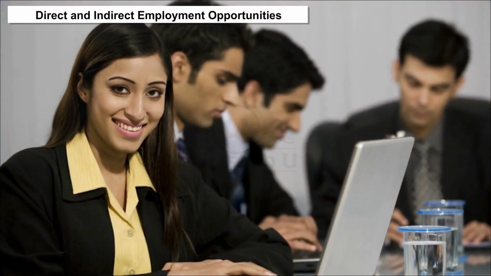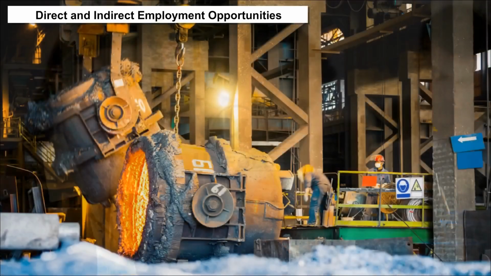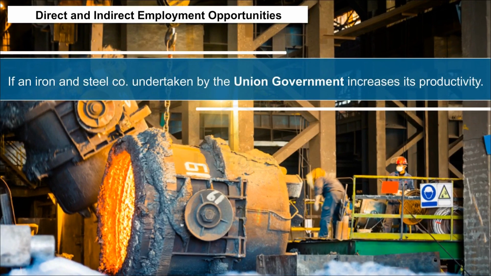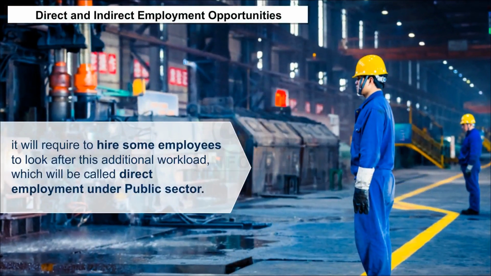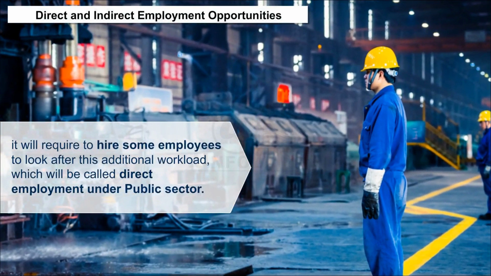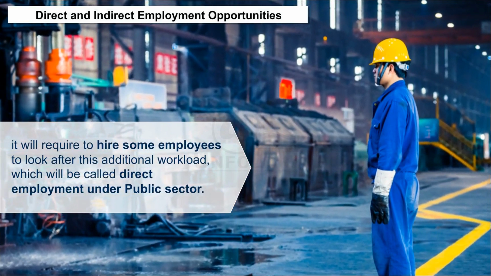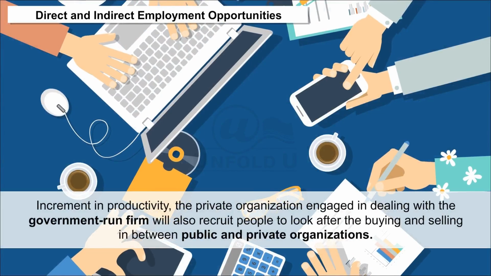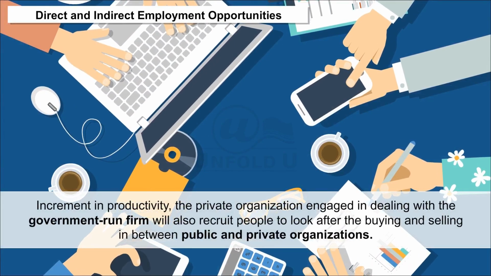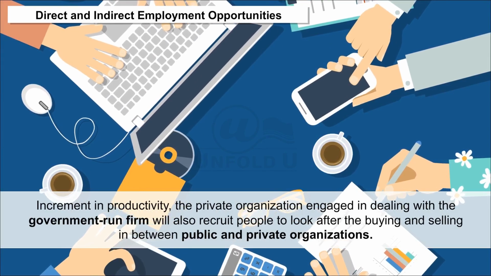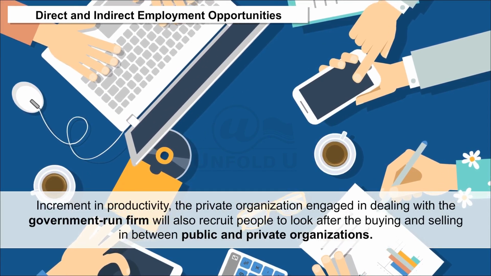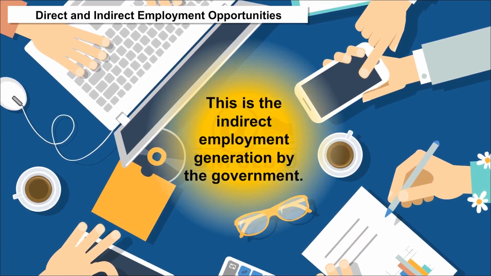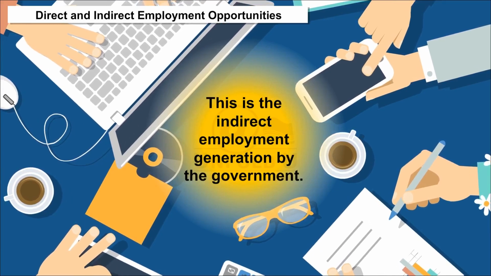Direct and indirect employment opportunities. For example, if an iron and steel company undertaken by the union government increases its productivity, it will require hiring some employees to look after this additional workload, which will be called direct employment under the public sector. Due to this increment in productivity, the private organization engaged in dealing with the government-run firm will also recruit people to look after the buying and selling between public and private organizations. This is indirect employment generation by the government.